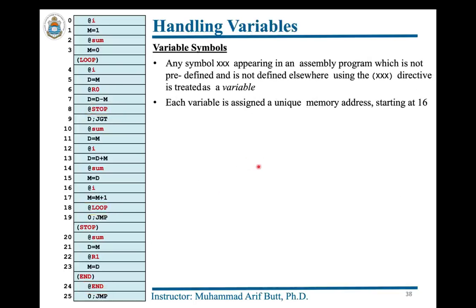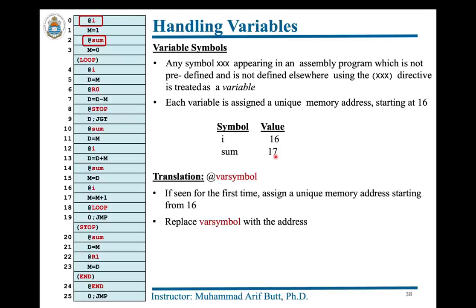Let us now see how to handle the variable symbols. In this example code, there are only two variables, namely i and sum, declared at instruction number 0 and 2 respectively inside an A instruction. As per the Hack machine language specification, the first declared variable i is assigned the RAM address 16, and then sum is assigned the RAM address 17. As far as the translation is concerned, the assembler replaces all the occurrences of the variable named i with RAM address 16. So this will be replaced with 16, this will be replaced with 16, and so on. And all occurrences of the variable named sum with 17. So this will be replaced with 17, this will be replaced with 17, and so on.